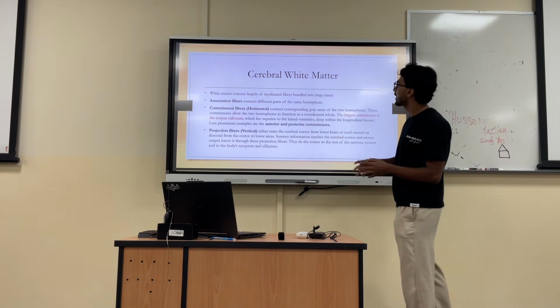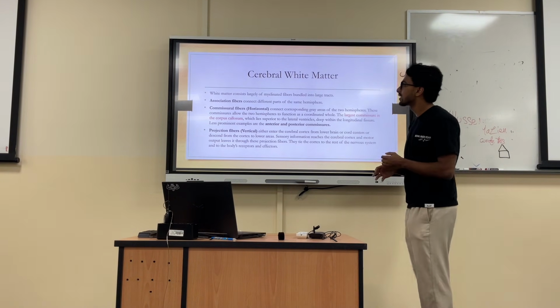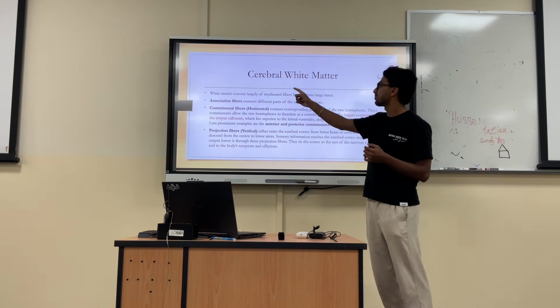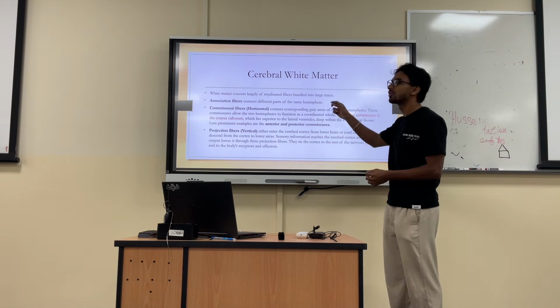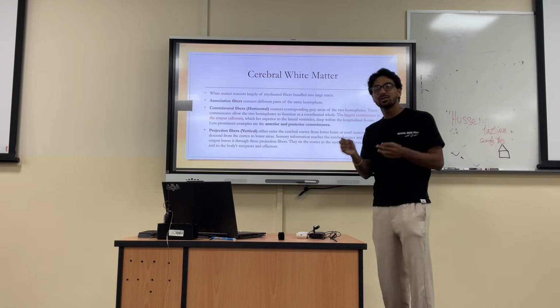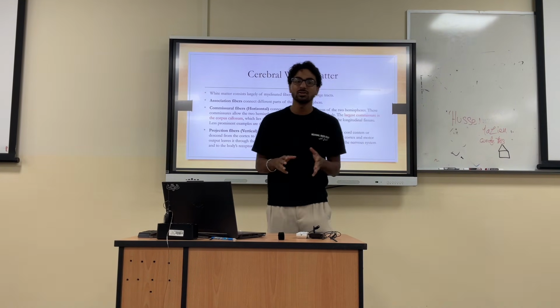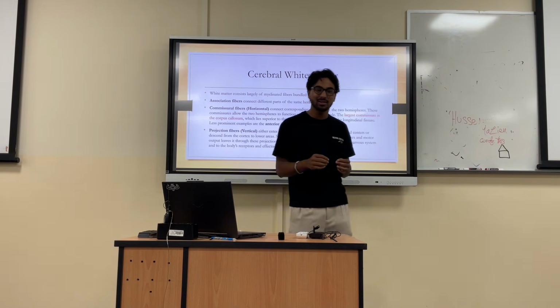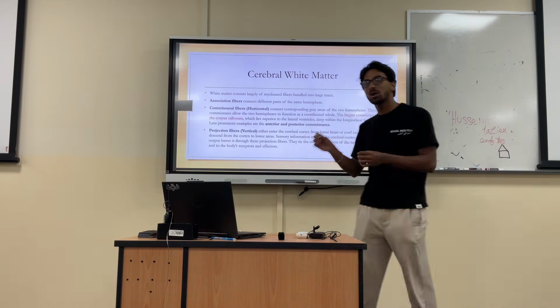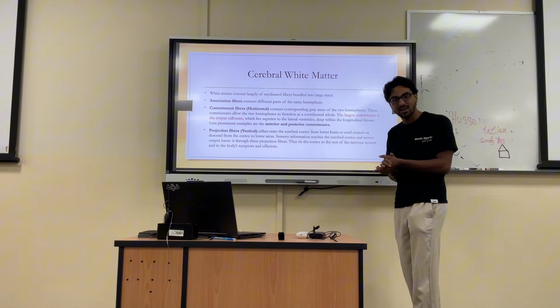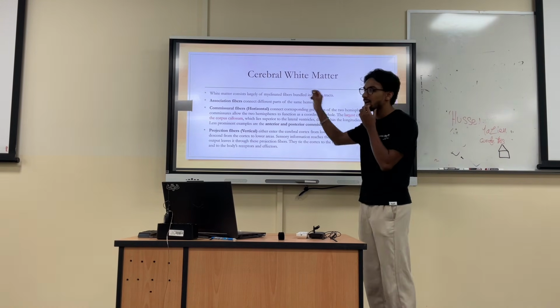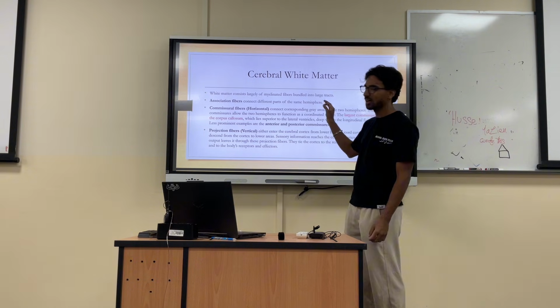Okay? Now, the cerebral white matter consists largely of myelinated fibers bundled into large tracts. Another terminology which you need to know: in the CNS, a bundle of axons is called a tract. In the PNS, it's called a nerve. So when you talk about tracts, they're just a bundle of axons, found in myelinated fibers.